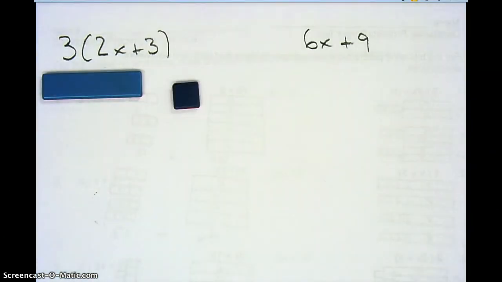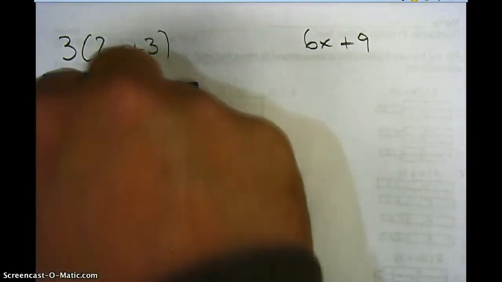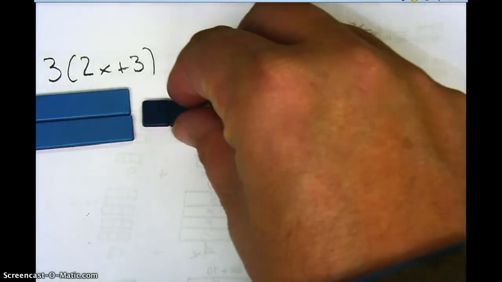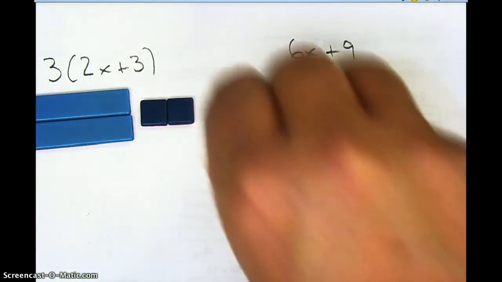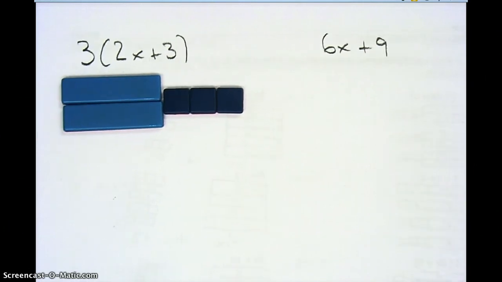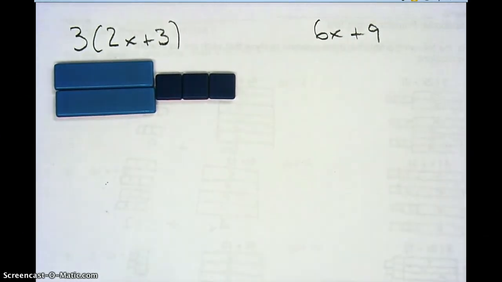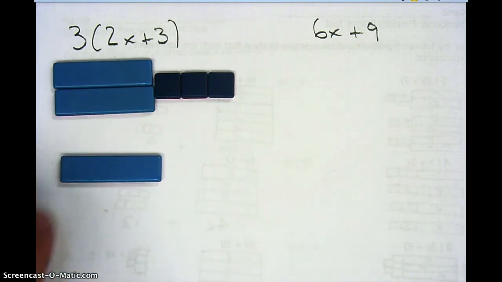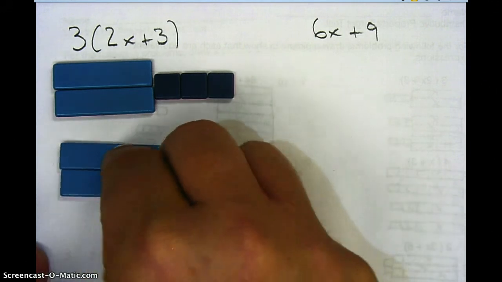What I have to show is I have 2x plus 3. So 2x right there plus 3, 1, 2, 3. Okay? That's 1 2x plus 3. I have to show if I have 3 of those 2x plus 3's, that would be equivalent to 6x plus 9. So what I'll do is I'll just bring out another 2x plus 3.